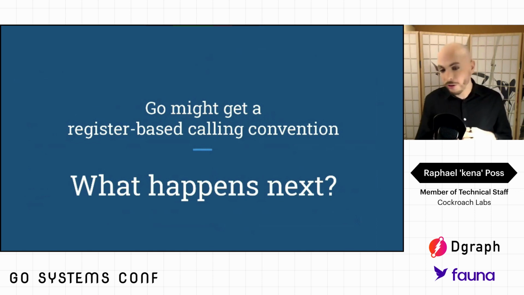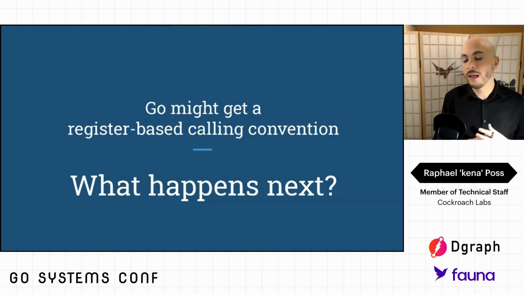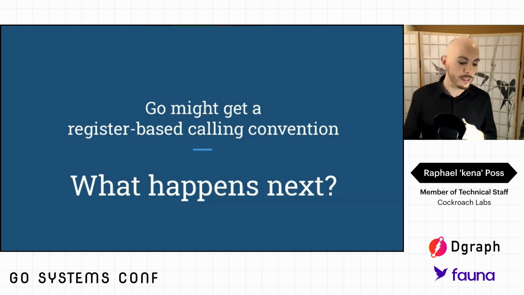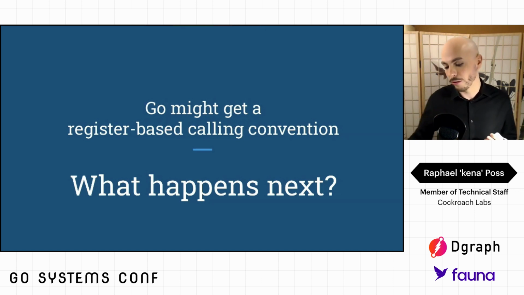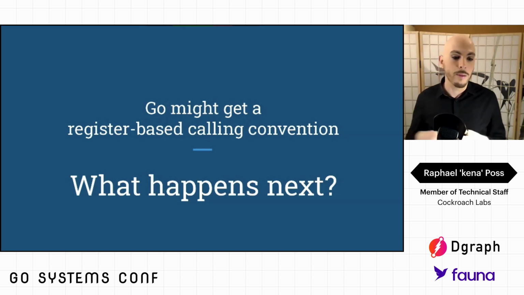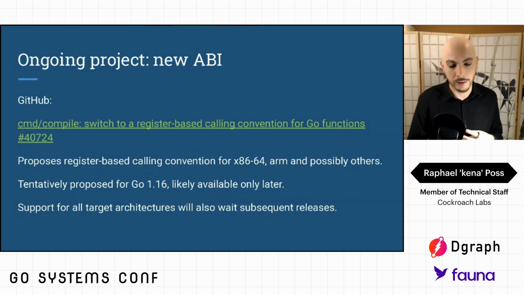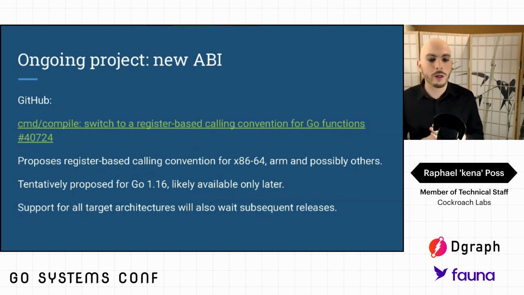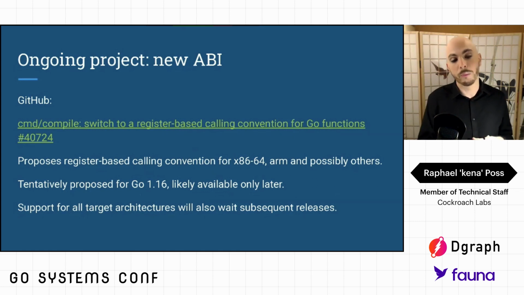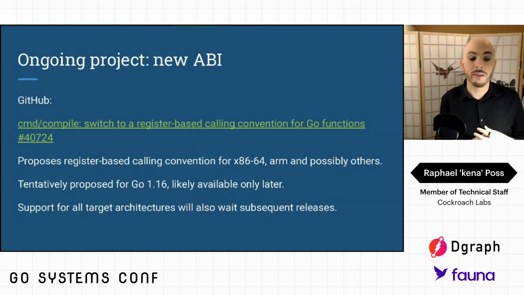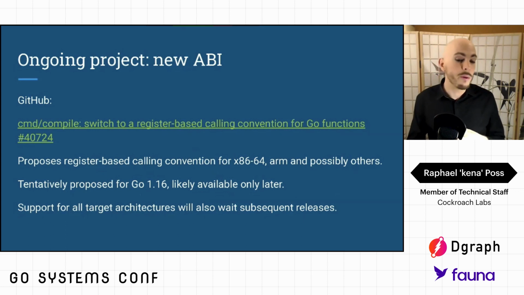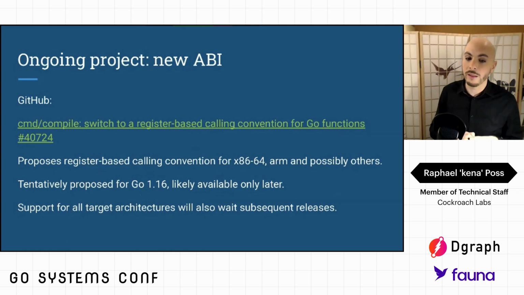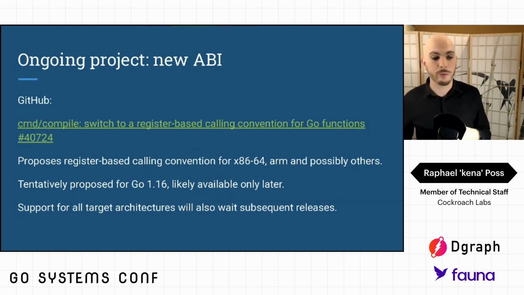After I did this research, I was reminded that the Go team has started a project to introduce a register-based calling convention, and that maybe these results that I just presented would be invalidated, or at least would be modified. Here is a link to this issue 4724, and it's been approved. There's a tentative schedule to have it released in 1.16. I actually don't know about this timeline exactly, but it is probably going to happen, at least for x86 and ARM, and maybe other platforms.